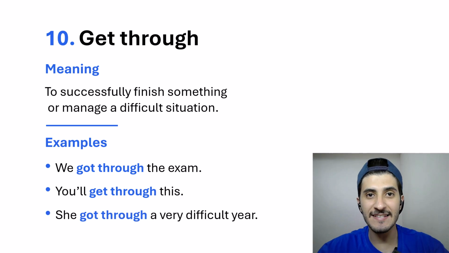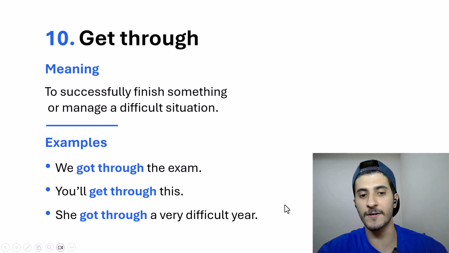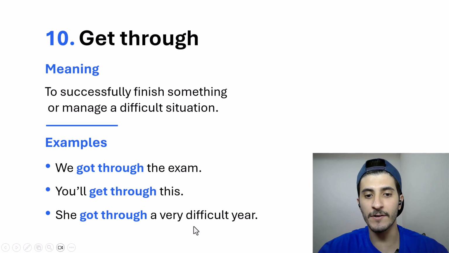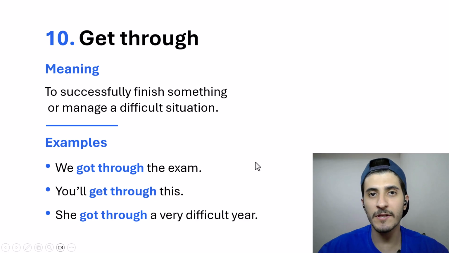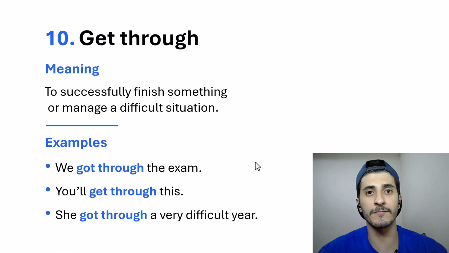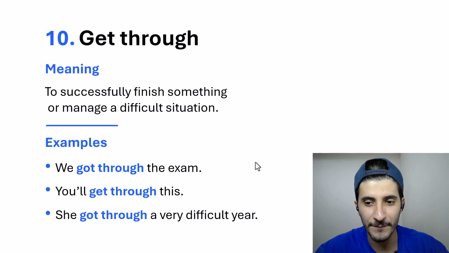And the last example is, she got through a very difficult year. She got through a very difficult year. Maybe she had some pretty tough problems, or she had a pretty tough situation or time, and she got through it and it's finished, and now she's better. She has a better life now.